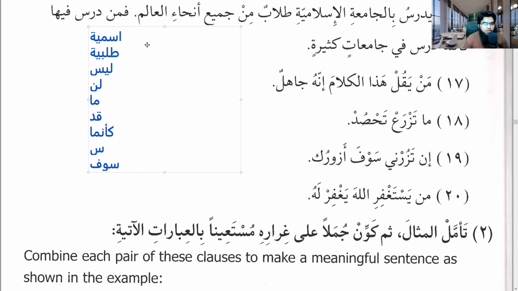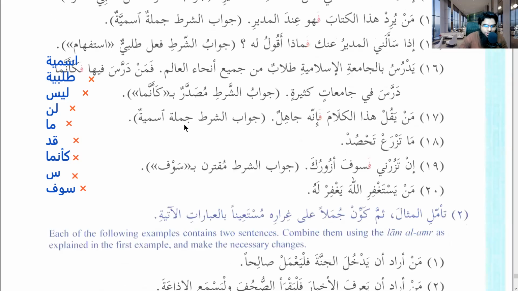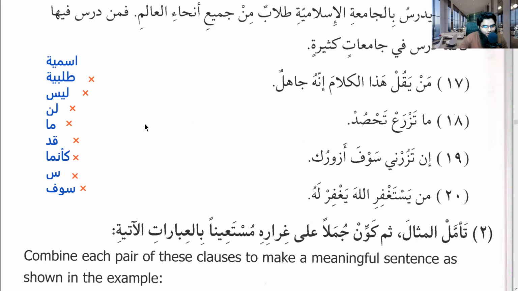So which one does inna come under here? There's no inna in this list, right? But it comes in one. Which one is it? Okay, we can cancel out this one. Ismiya, yeah, the first one. Yes, you can cancel out everything. It's not talabi, it's ismiya. Inna is jumla ismiya, a nominal sentence. Okay. فإنه جواب الشرط جملة اسمية. Now inna is always ismiya, correct.